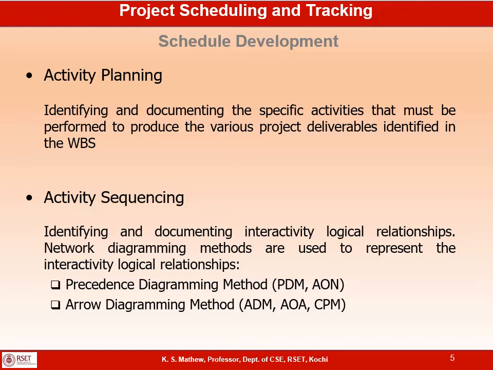So when you complete activity planning, you will get a list of activities to be carried out in order to produce various deliverables of a project. And you could also have a list of milestones as part of activity planning. When you complete a set of activities, you will reach a milestone. So you can indicate some milestones in every phase.